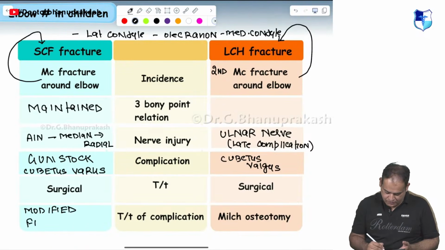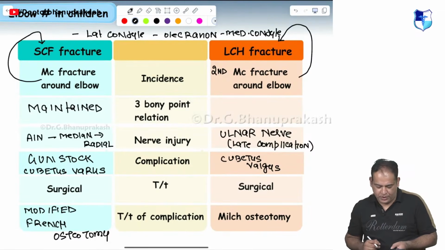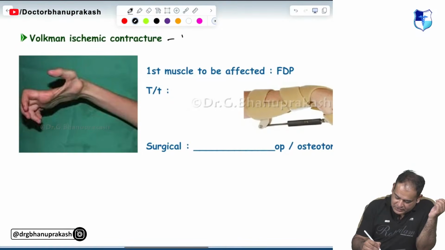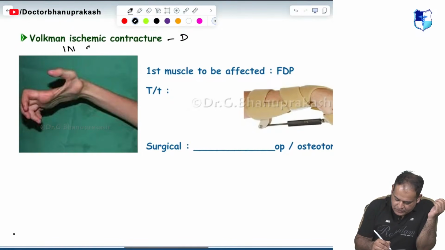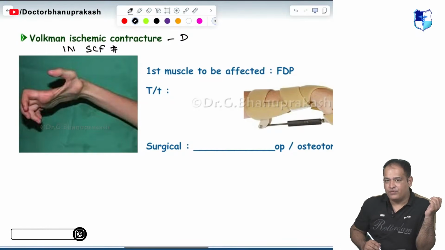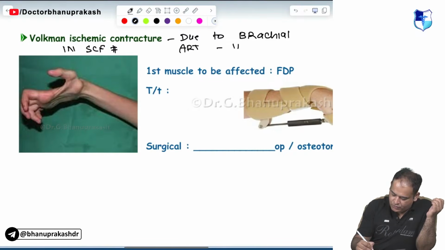Modified French osteotomy. Volkmann ischemic contracture. Now this occurs in supracondylar fracture due to brachial artery injury.